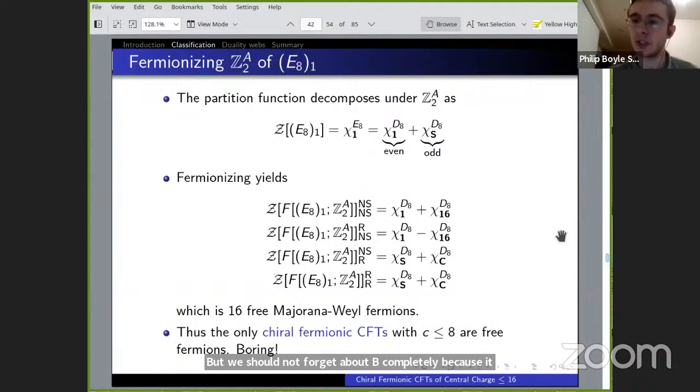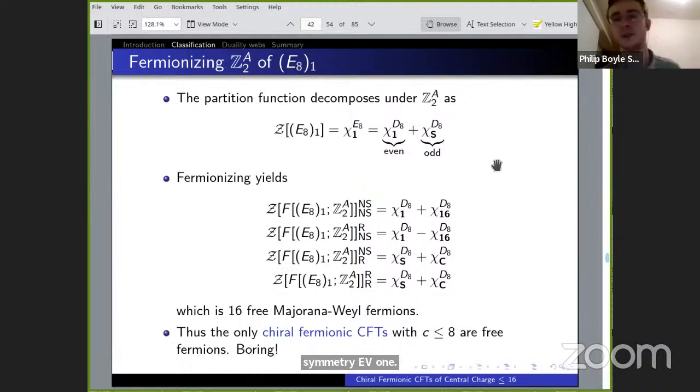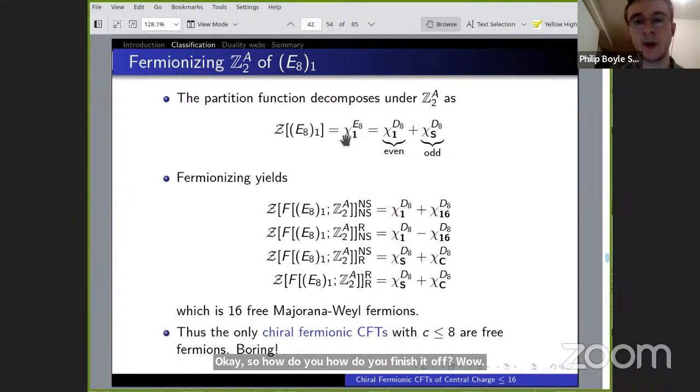Okay. So what we're doing here is we're classifying fermionic CFTs, c less than or equal to 8, as a warm-up. And we have boiled this down to fermionizing the Z2A symmetry of E8 level 1. Okay, so how do you finish it off? Well, remember that E8 level 1 has partition function given by a single character of E8. So the first thing you do is you decompose this in terms of the unbroken symmetry.